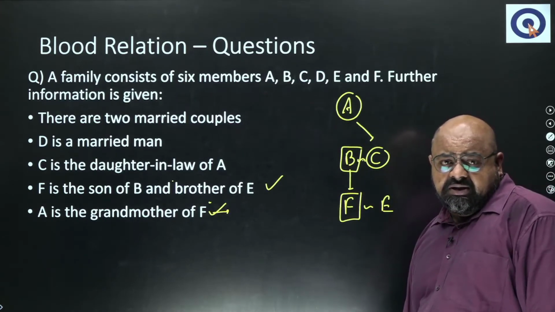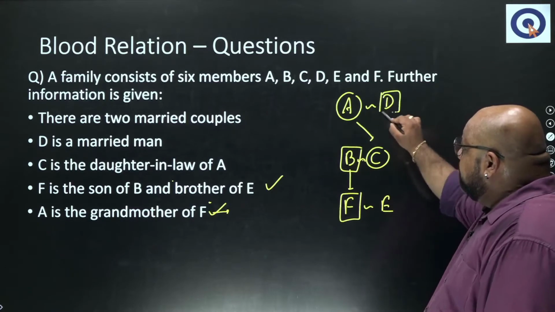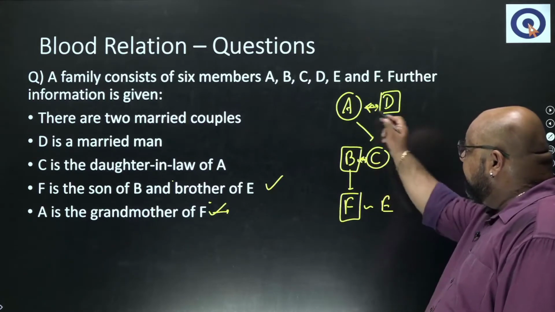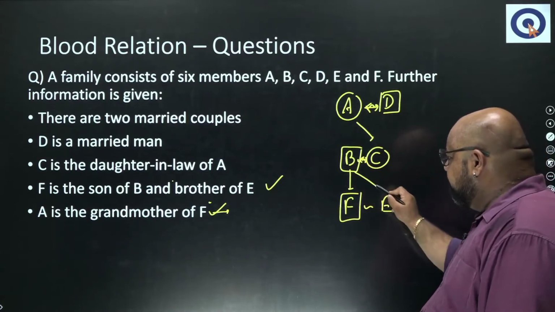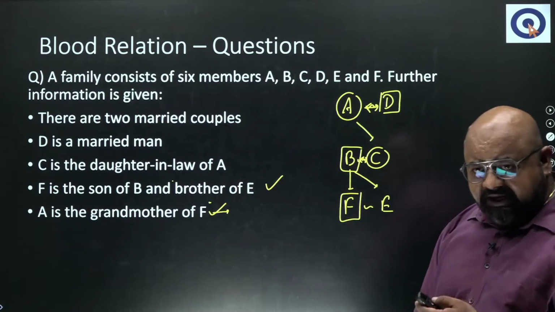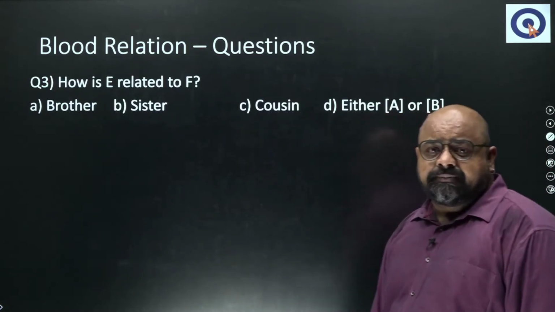Next, D is a married man, so the only option left is marry D to A. So this becomes one couple, I'm sorry. A and D, B, C becomes one couple, and B and C have two children, F and E. That becomes my family tree. Look at the questions. How is E related to F?